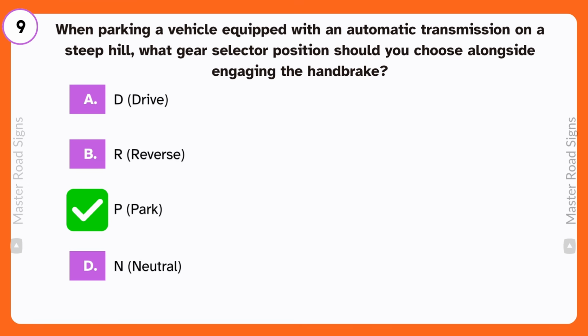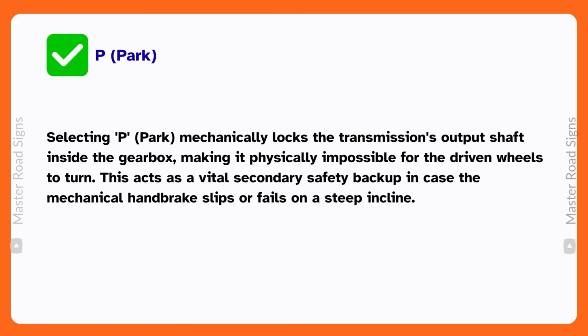Correct answer is option C, P, park. Selecting P, park, mechanically locks the transmission's output shaft inside the gearbox, making it physically impossible for the driven wheels to turn. This acts as a vital secondary safety backup in case the mechanical handbrake slips or fails on a steep incline.